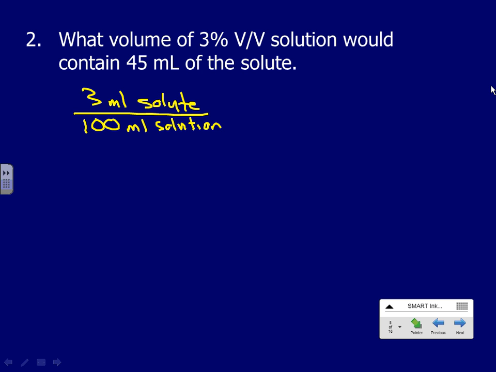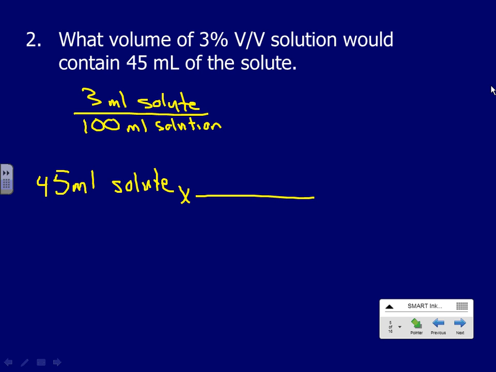V/V, milliliters of solute over milliliters of solution. Now let's do our conversion factors. I have the number given, 45 milliliters of the solute. So the number I'm given is 45 milliliters of the solute, and the question is, what volume of that solution would contain that. So, just like we know with any conversion factors, if I've got milliliters of solute, what has to go on the bottom?